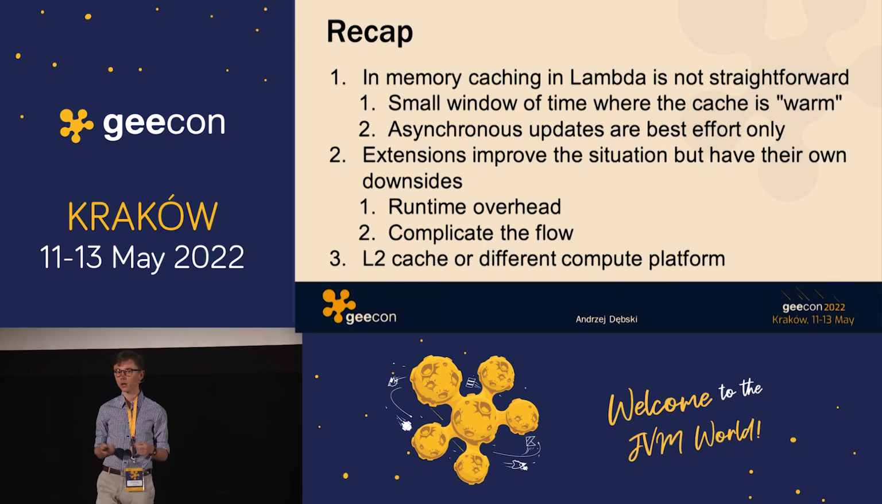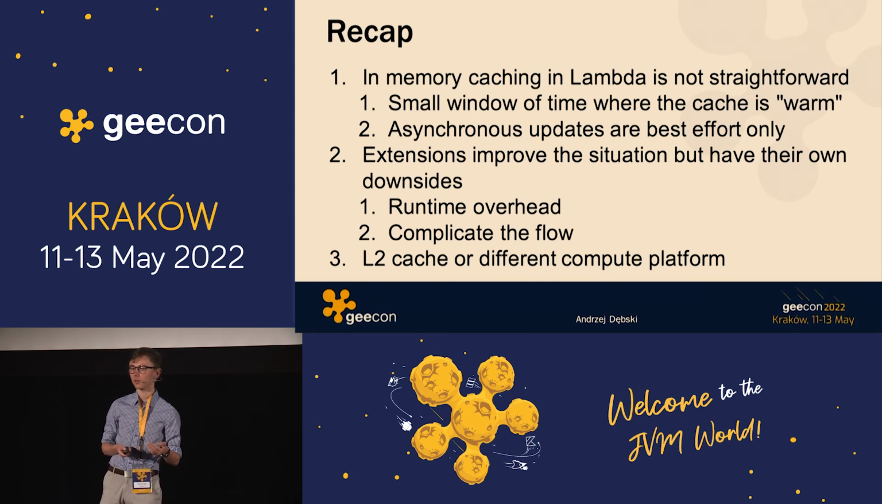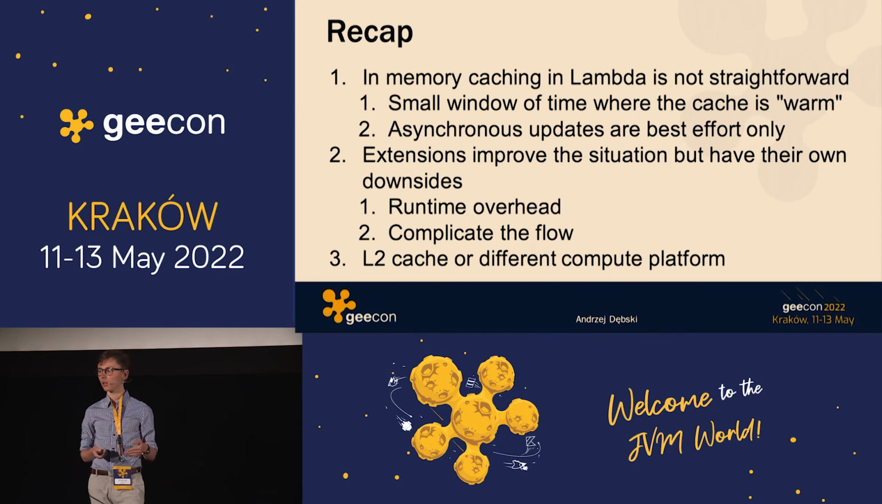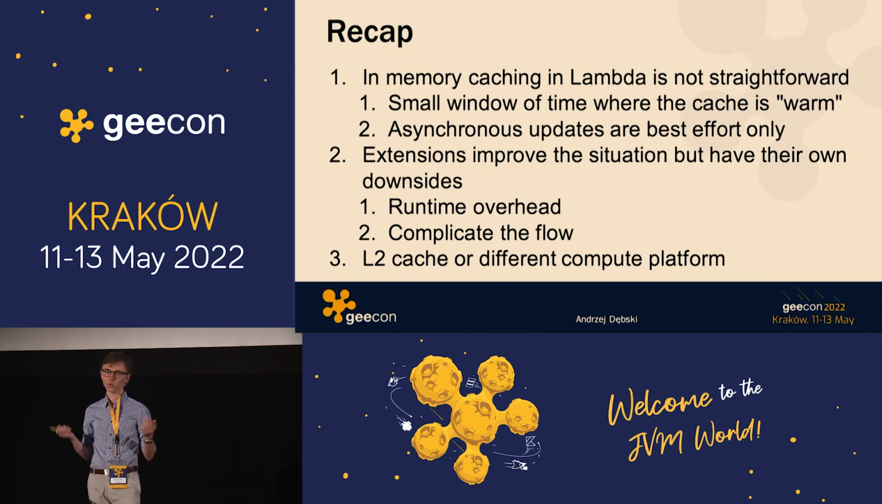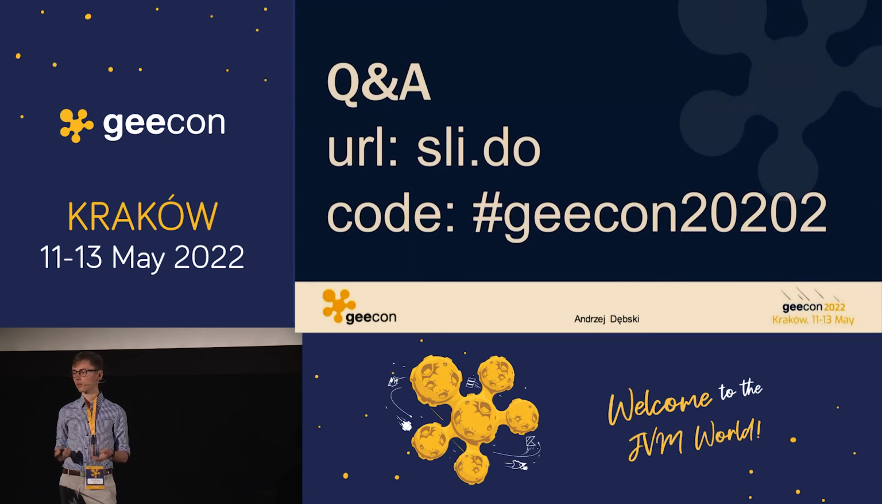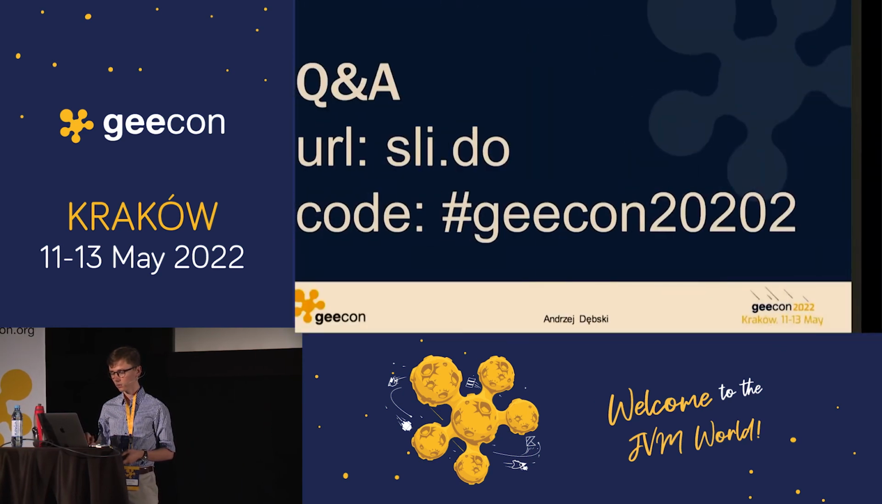So to recap, in-memory caching in Lambda is more tricky because of the container recycle and the lack of asynchronous updates. You can use extensions, but they come with a lot of disadvantages, and they complicate the code quite a bit, in my opinion. So you can use L2 cache, L1 in a best effort way, or you can use a different compute platform. And that's basically it. So let's look at if there are any questions.